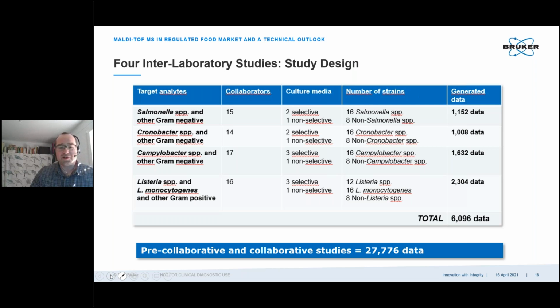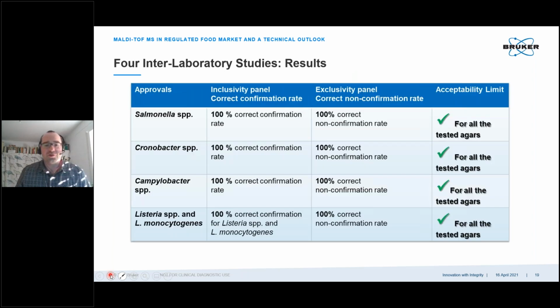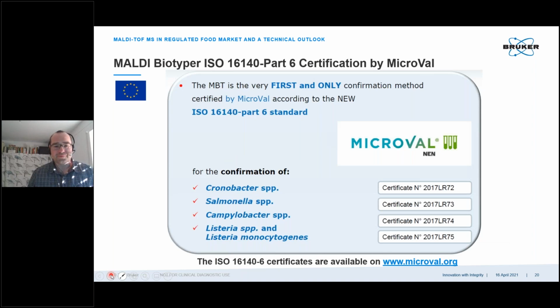So in total, more than 27,000 samples were done for these food studies, and the interlaboratory study results also met the acceptability limits. These data were provided to the Microbiology Committee. It is a committee which decided that these study data met the ISO 16140 Part 6 standard. And finally, four certificates were achieved, which are for the confirmation of the different genera included in the studies. And these certificates are available on the website of this certification body.